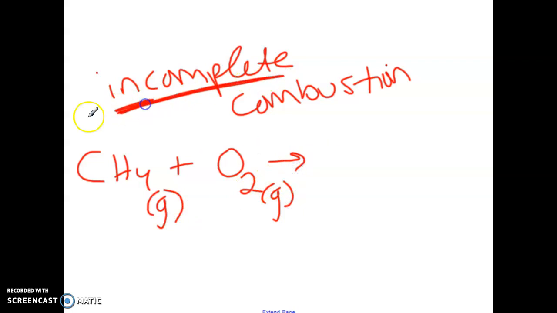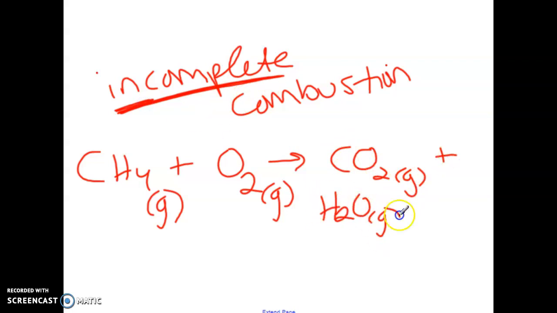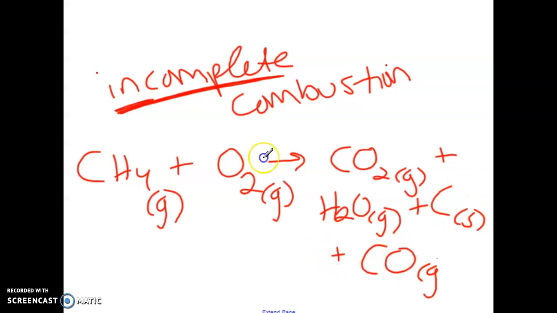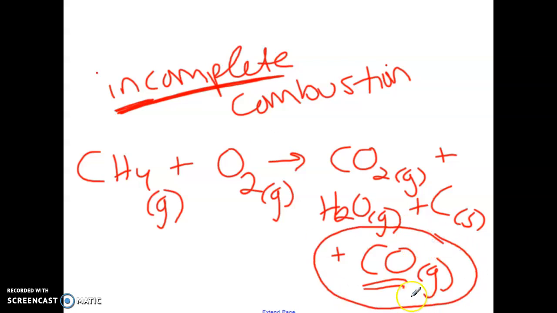So incomplete combustion is where you have carbon dioxide and water produced, but also carbon is produced as a solid, plus carbon monoxide gas. This is dangerous for a couple of reasons. First of all, this carbon soot is basically like an ash. If you've ever seen something that's burned, maybe a piece of wood on a campfire, and there's ash that goes into the air, that's essentially solid carbon being produced. Carbon monoxide you may have heard of because your home probably has a carbon monoxide detector. It is dangerous because essentially it will cause suffocation.